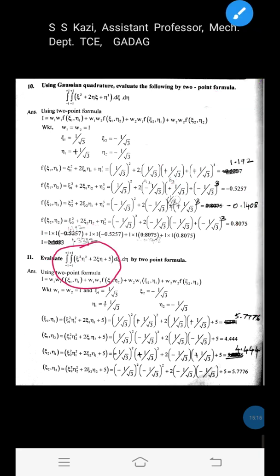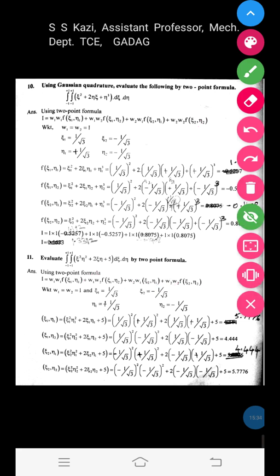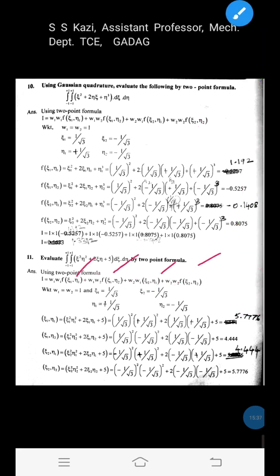How to evaluate this given integral from -1 to +1 of zeta square eta square plus 2 zeta eta plus 5 with respect to zeta and eta by the 2-point formula. Here, by the 2-point formula, you need to follow the same procedure as the previous one. W1 W2 is equal to 1, and you write the values of zeta 1, zeta 2. After that you write the formula as we have discussed in the previous problem: f of zeta 1 eta 1, zeta 1 eta 2, all these 4 terms. By replacing zeta and eta in the function, you calculate by substituting zeta 1 eta 1, zeta 2 eta 2, and you will get these values.